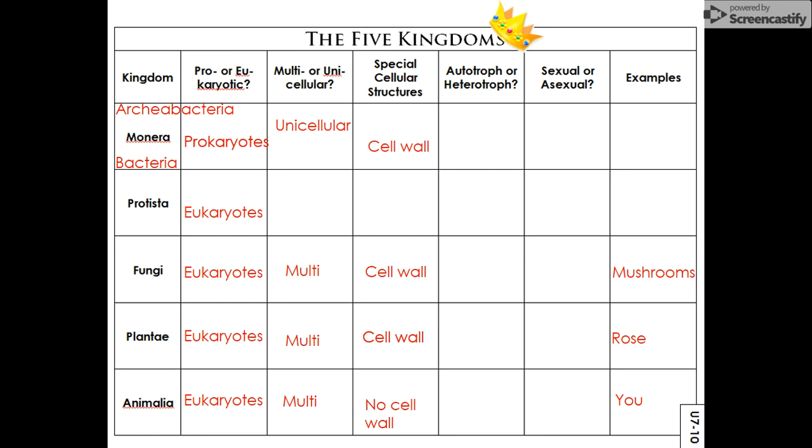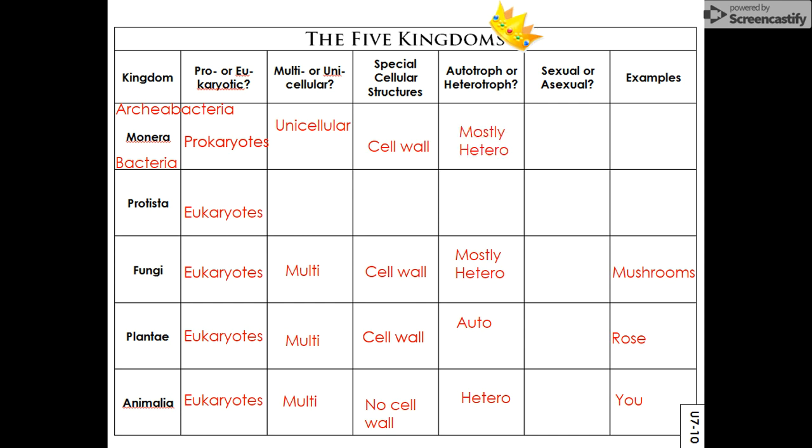Autotroph and heterotroph. Well, I know me, I have to go get my own food, so I'm a heterotroph, and plants are autotrophs because they can make their own food. Fungi, I know mushrooms eat off of dead or decomposing materials, so they're heterotrophs. And I know that bacteria are heterotrophs as well.